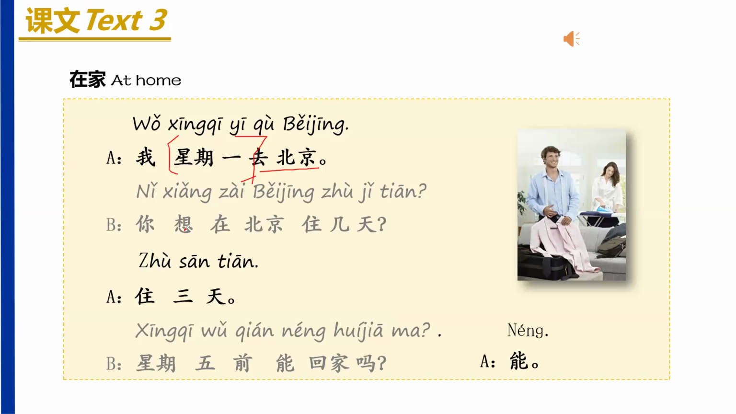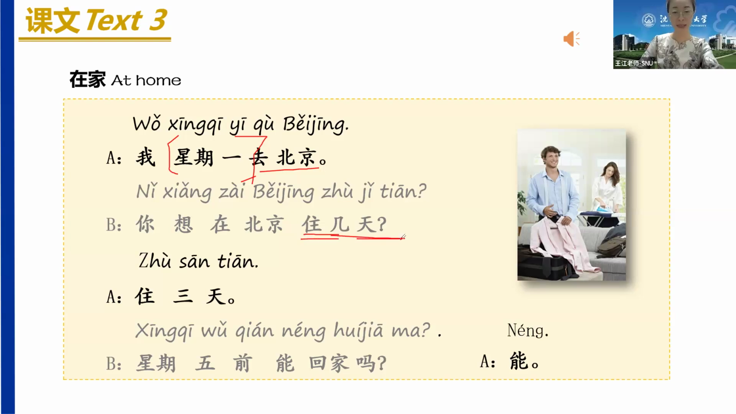你想在北京住几天？住 to live, 几天 how many days, 想 to want. So how many days do you want to live in Beijing? 住 is a verb and 在 is a preposition followed by a word of locality to introduce the place where this action takes place: live in Beijing. Okay, let's go on.